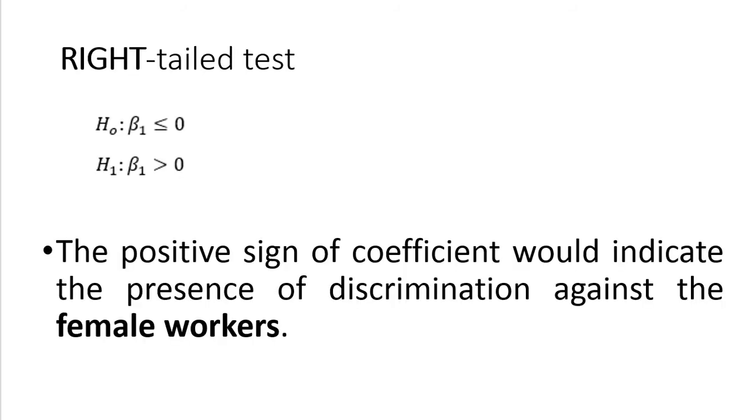The final thing to discuss today is one-tailed test. And one-tailed test can be both right-tailed and left-tailed. So we will start with right-tailed test. Under right-tailed test, zero hypothesis states that beta 1 is smaller than 0 or equal to 0, and the alternative hypothesis states that beta 1 is greater than 0.